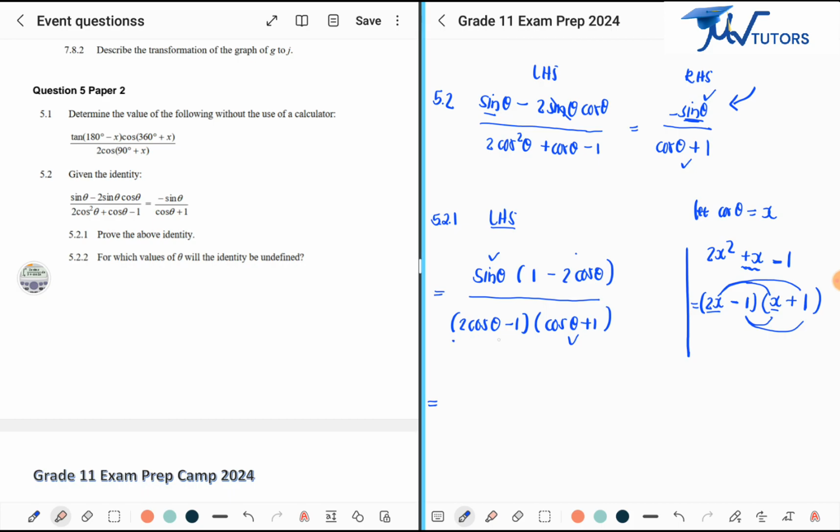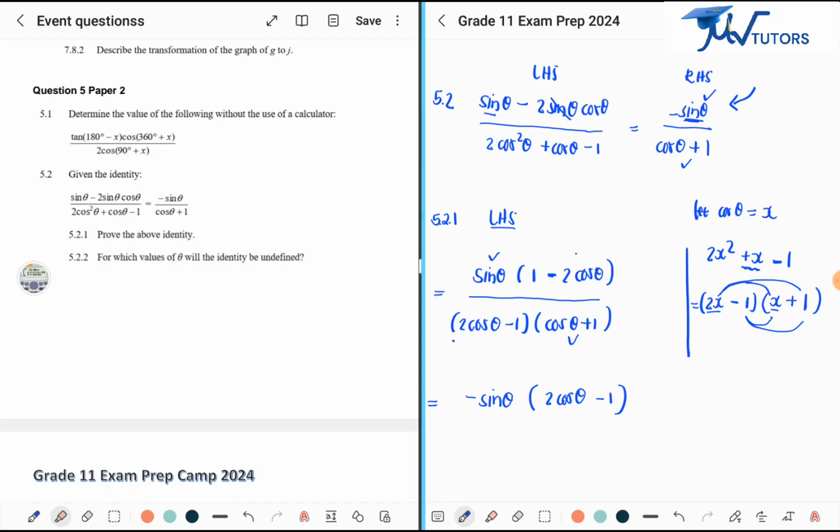I have 2 cos theta minus 1, and on the top I have 1 minus 2 cos theta. So what I'm going to do here, I'm going to take out this negative outside. Okay, if I take the negative outside, I'm going to have negative sine theta. Then because I took a negative out, this portion here will be positive. 2 cos theta is positive, but the 1 now gets the negative.